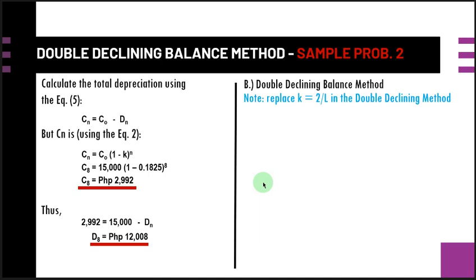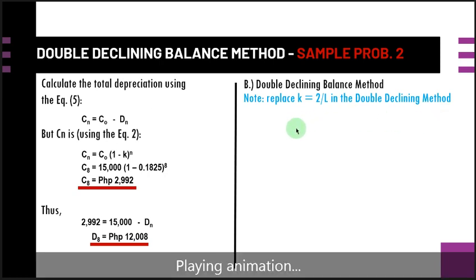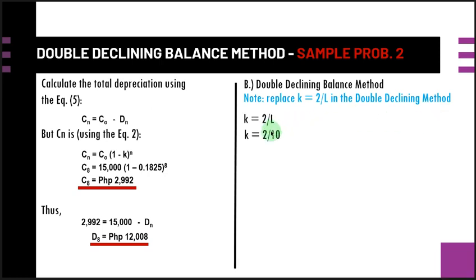So note, replace K is just equal now to 2 over L in using this double declining balance method. So here K is just equal now to 2 over L. So our L is 10. So our K is just equal now to 2 over 10. So K is therefore equal now to 0.2 or 20%. So first we are going now to determine the total depreciation, since we already have now this rate of depreciation K equal now to 20%.